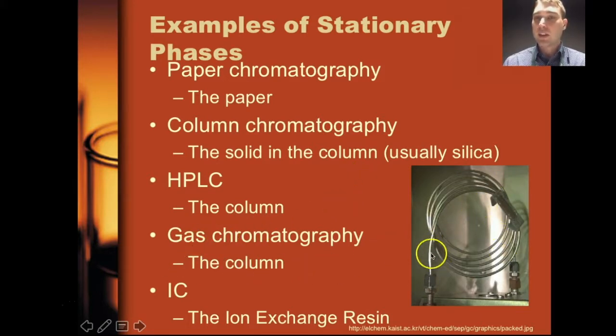Here's an example of a column from a gas chromatograph. So the sample is injected in one side and it passes through the column, and it's on the edges of the column that you have your stationary phase. In ion chromatography, it's the ion exchange resin, the beads that are present.